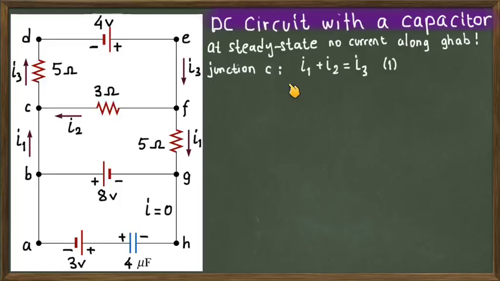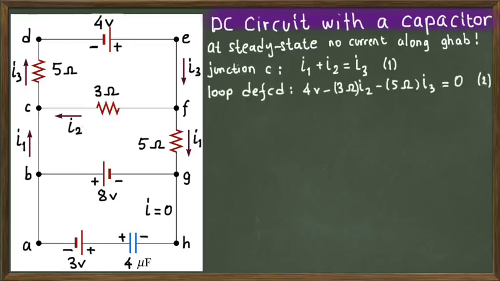So the first rule of Kirchhoff's is to find as many independent junctions as you have in the multi-loop circuit, and then write down the junction rule, in which the total incoming current is equal to the outgoing current. So this is the rule for junction C. Next, let me label this equation as 1 because we will use this later.